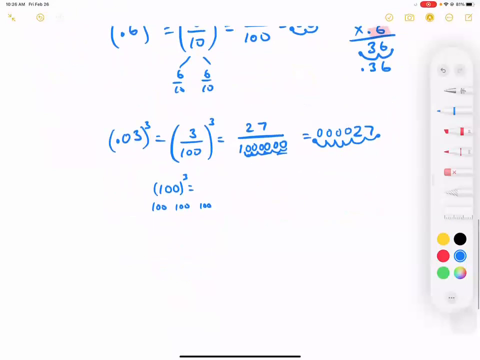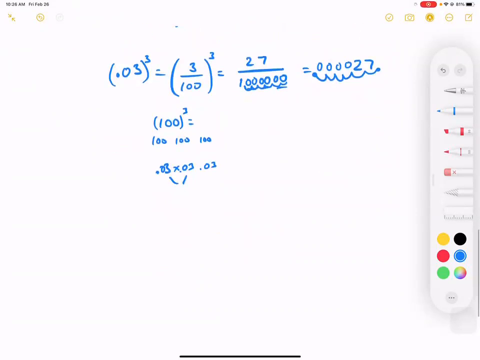Could we have done that the old-fashioned way? Sure. 0.03 times 0.03 times 0.03. Now, if I multiply these together, on our old classic way, we would write 0.03 times 0.03. And that seems like a lot of work.